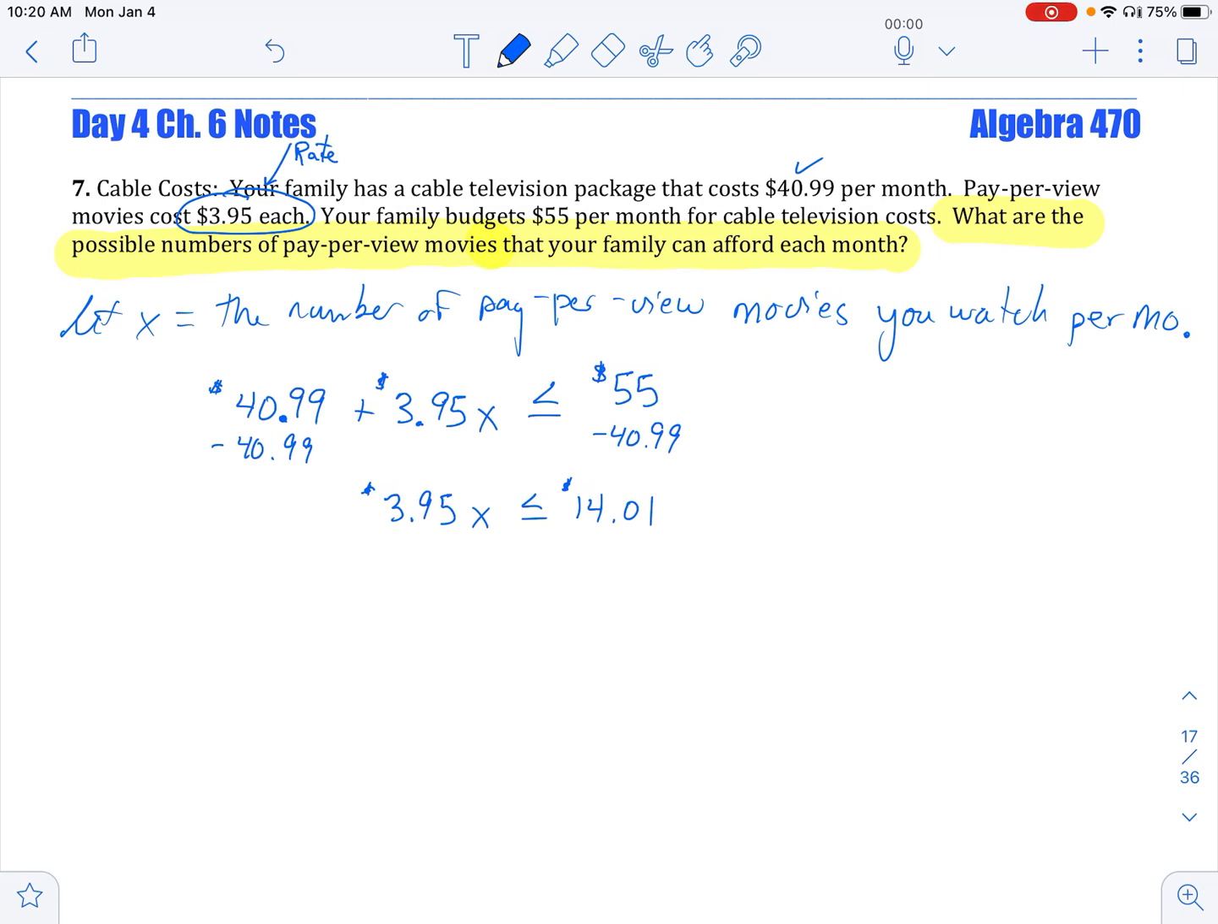What we're going to do here then is, sorry, that is a dollar sign, we're going to divide by $3.95. And we're going to get x is less than or equal to, I did have to grab my calculator here, but we're going to take $14 and a penny, and we're going to divide that by $3.95. When I divide that out, dollar signs cancel out, we're going to get 3.5468, keeps going on forever.